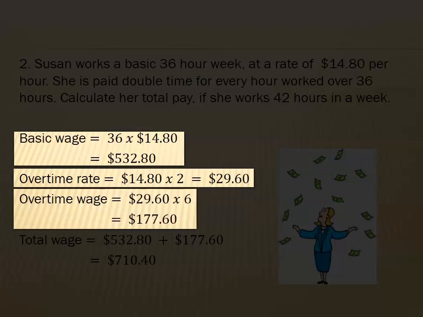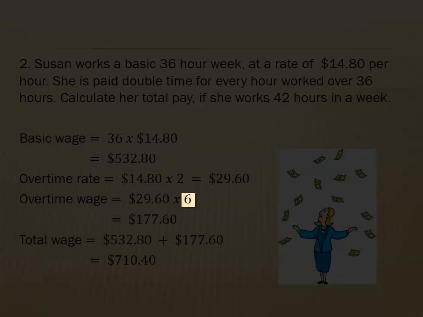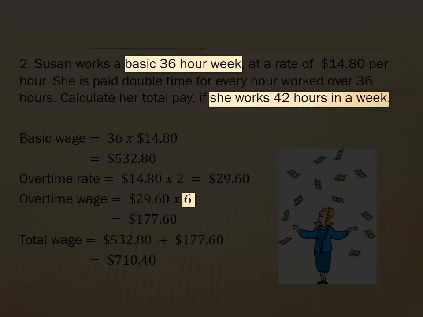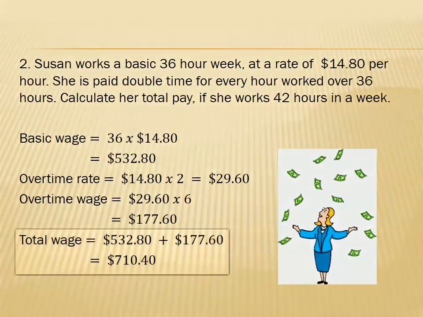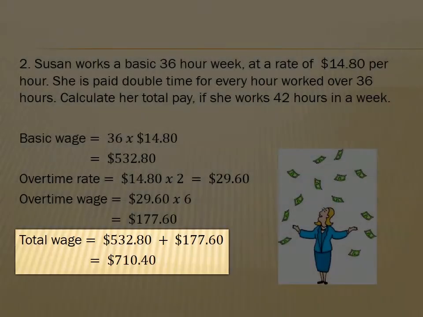Therefore, her overtime wage would be $29.60 multiplied by 6, which is equal to $177.60. And we know it's 6 hours because it's a 36-hour week, so 42 minus 36 is 6. Hence her total wage would be $710.40.